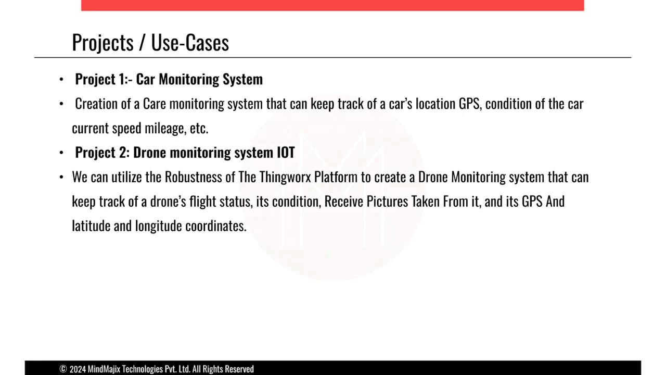So this use case can also be developed. We can utilize the ThingWorx platform to create a drone monitoring system which can keep track of the drone's flight status and its condition. It can also receive pictures if the physical drone is actually connected to my ThingWorx platform. It can receive the real-time pictures and save them in a location. And it can also have GPS coordinates, latitude and longitude, its flight, and its current height above the ground. So yes, we can create a virtual system that can monitor my physical drones using the ThingWorx IoT platform.